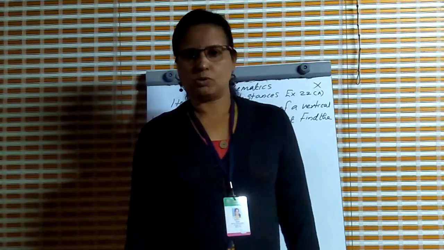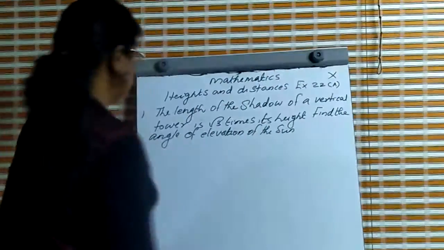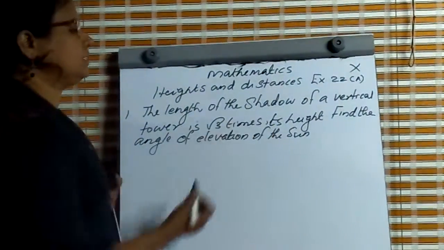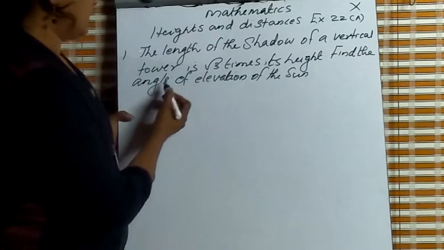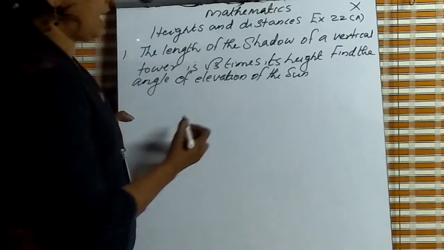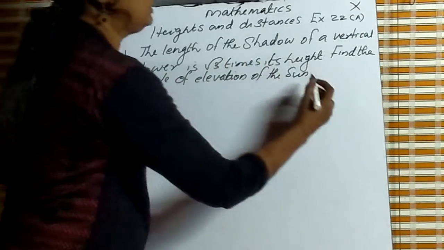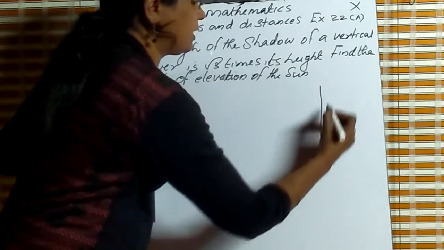Morning children. Today we are going to solve problems on heights and distances. First question, listen. The length of the shadow of a vertical tower is root 3 times its height. Find the angle of elevation of the sun.